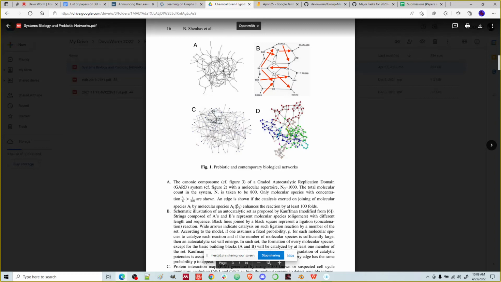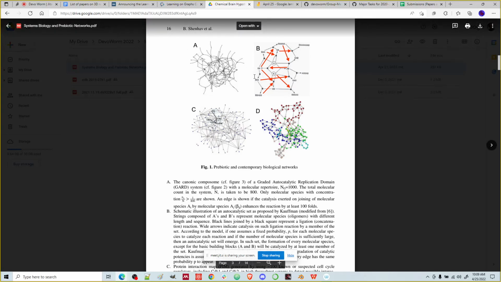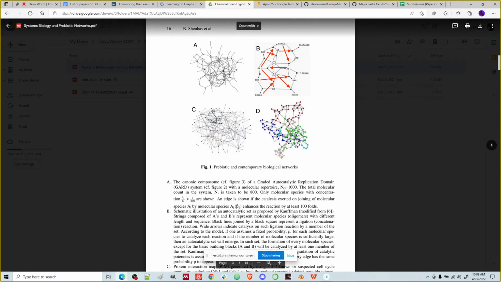So this is what they call the composome. And this is something that I'm not going to get into, but this is a word that they throw out. So I guess that means it's composing itself from different components. And this is something that they've been able to simulate and build together. And then this is the schematic illustration of this autocatalytic set.